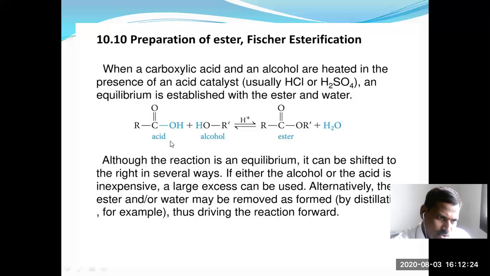In this, an equilibrium is present. Two reactions are there: one is the forward reaction and the other is the backward reaction. In the forward reaction, the ester is formed. That's why this is called the esterification reaction. The backward reaction is the ester hydrolysis reaction. When the ester undergoes hydrolysis, we get the acid and alcohol.